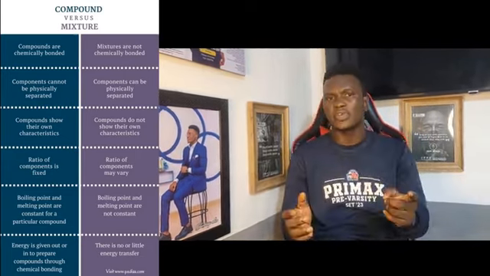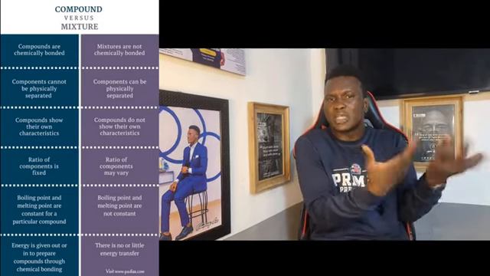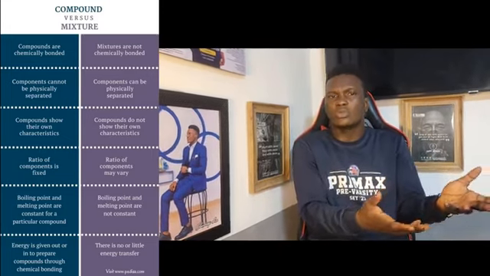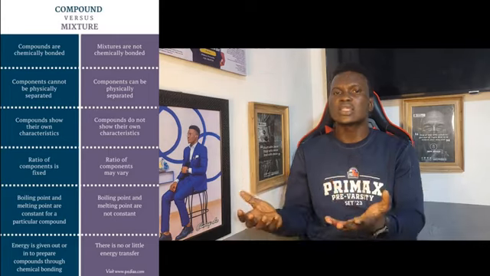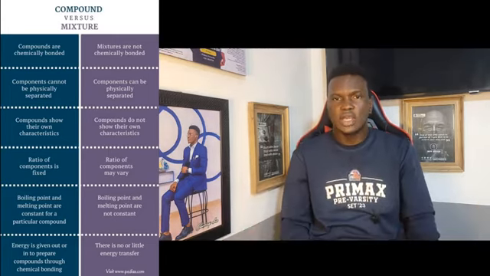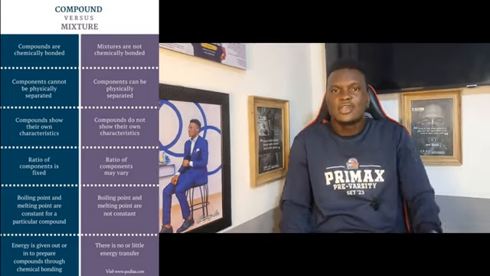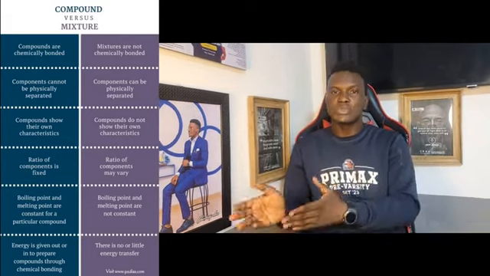So you need to know the differences. For compounds, you can represent them with a chemical formula, probably sodium chloride. But you don't represent mixtures with chemical formulas. For example, the blood. What is the chemical composition for blood? I don't know. So blood is a mixture.